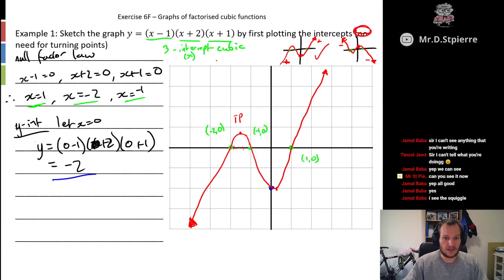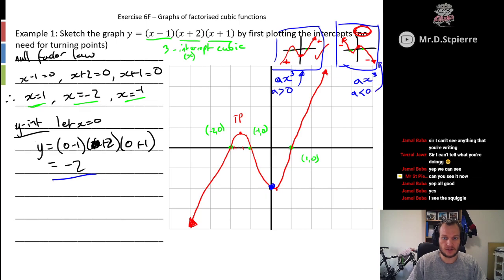So there was a sketch. There are two other ways, though, to know if it's going to be a positive cubic, looking like this, or a negative cubic, before finding the y-intercept. The first and easiest way is looking at your cubed term. In every polynomial we have our cubed term. If a is greater than 0, it's going to be positive. If a is less than 0, it's going to be a negative graph.